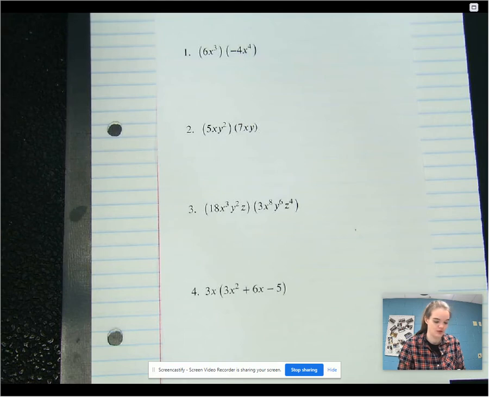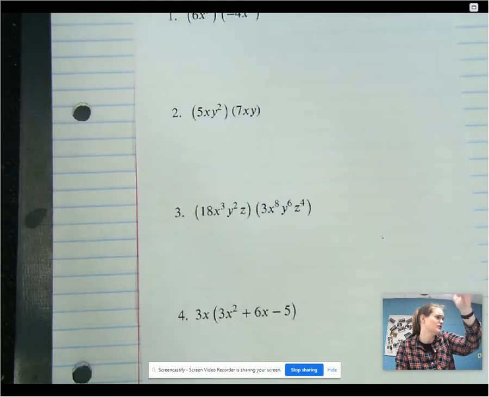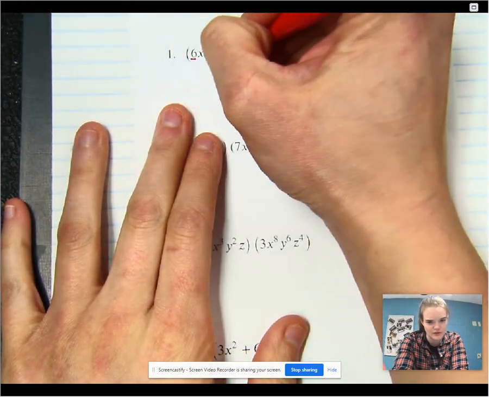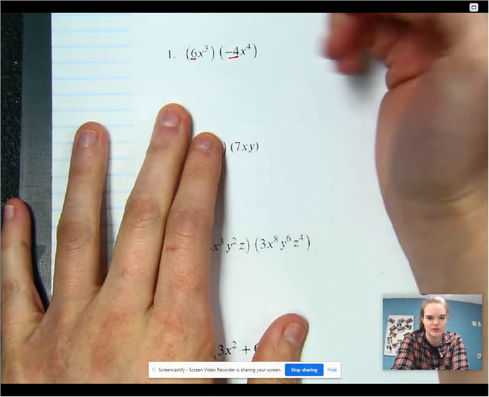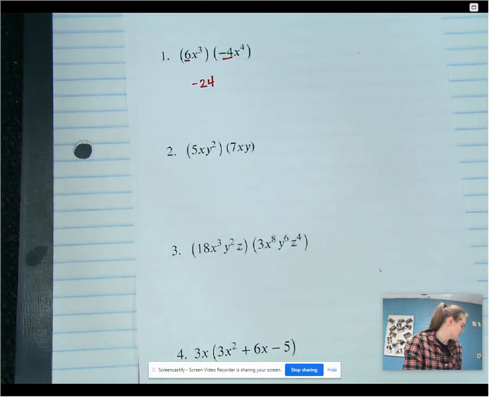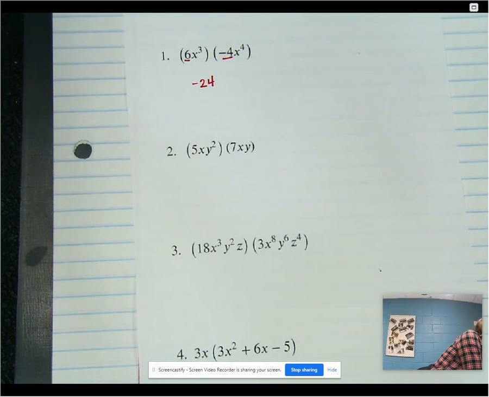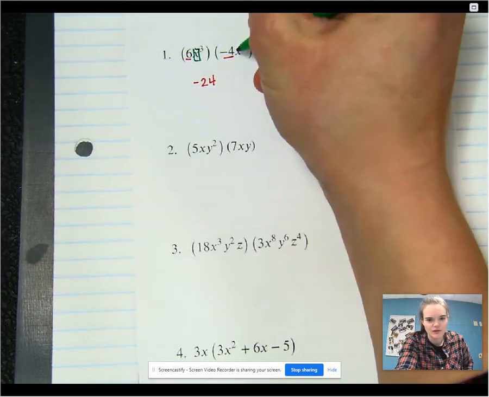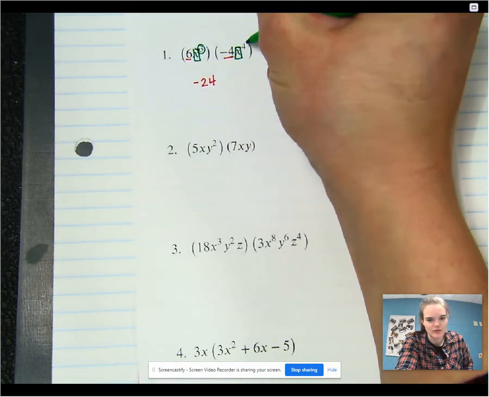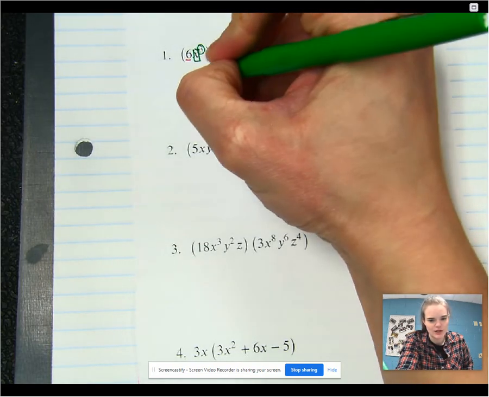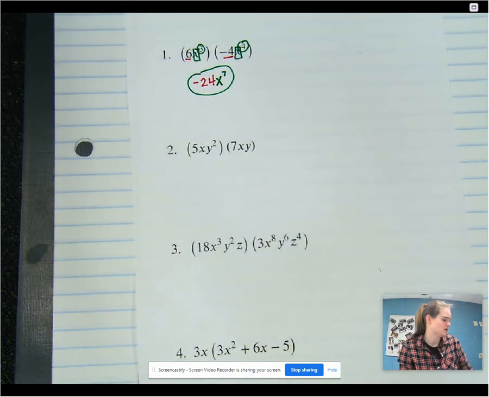All right. So to multiply monomials, the first set is kind of a review here. You are going to multiply the numbers together. So 6 times negative 4 is negative 24. And then you're going to find the common bases and add those exponents. So that's kind of a review. We've done that before. So x to the 7th power. So negative 24, x to the 7th power. Okay.